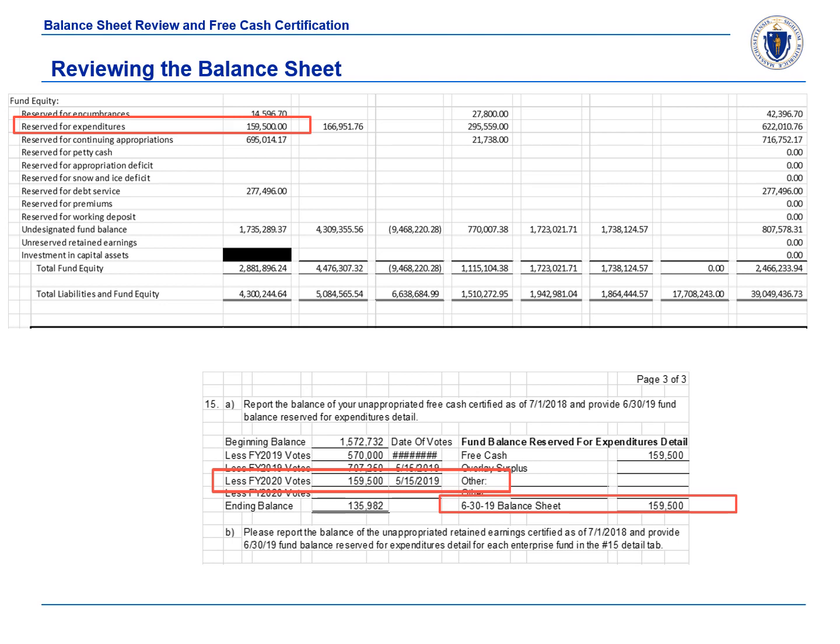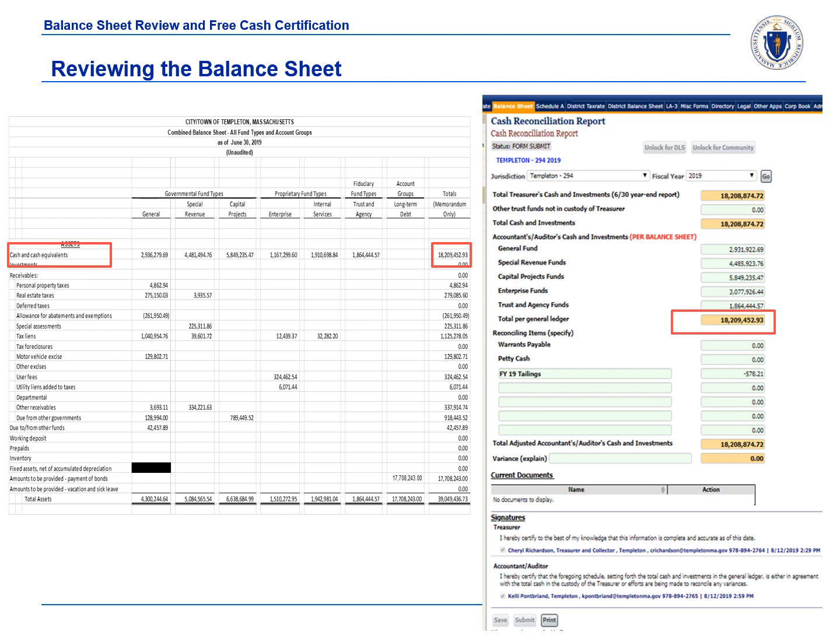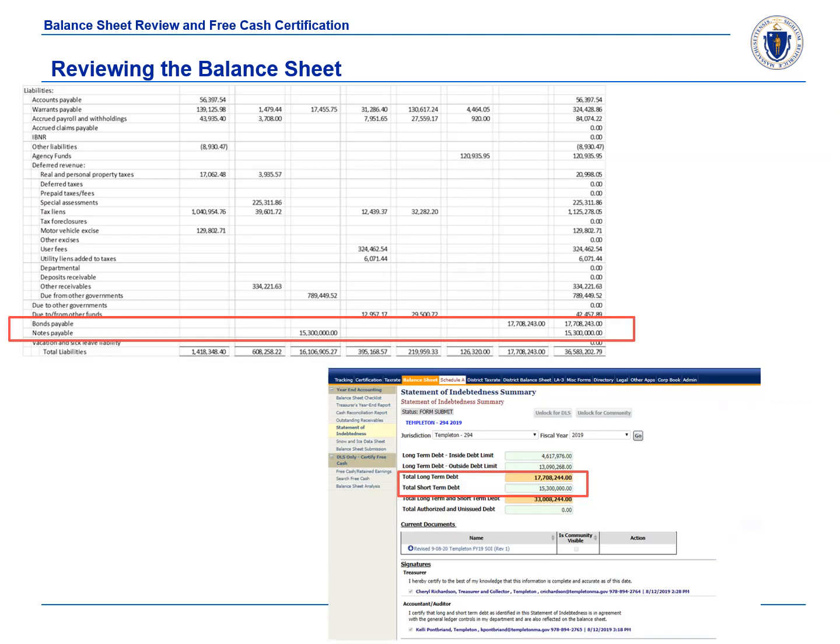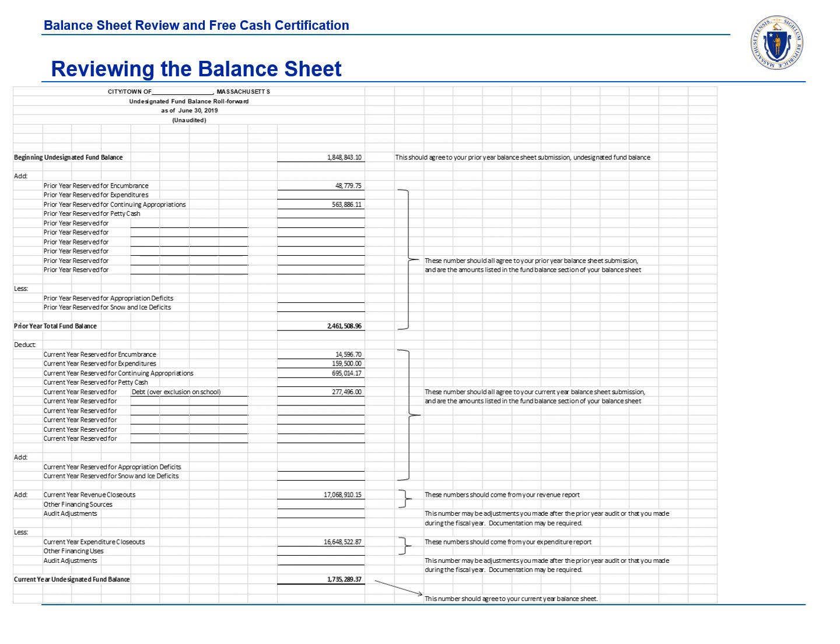Once the calculation of free cash is complete, the rest of the free cash process begins. Amounts on the other free cash documents described earlier are agreed to the combined balance sheet. A roll forward of the undesignated fund balance account is performed, taking the ending undesignated fund balance from the prior fiscal year, reversing prior year reservations of fund balance, establishing reservations of fund balance for the current fiscal year, closing the revenues and expenditures, and recording any audit adjustments, coming to the ending undesignated fund balance of the current year. This analysis is agreed to the system-generated undesignated fund balance report from the accounting software.